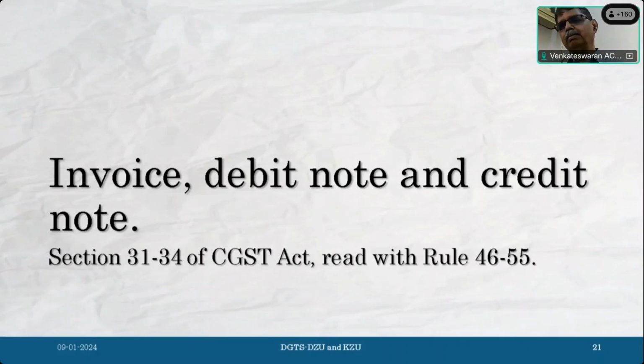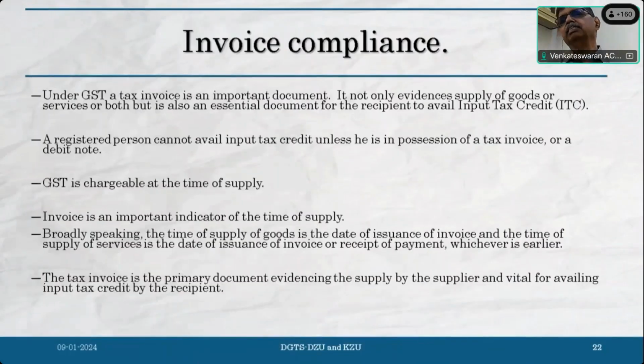When you supply goods, it has to be supplied along with a tax invoice, or a bill of supply, or a debit note or credit note. These are the very minimum documents required to record your transaction. For a tax transaction, we have invoices, debit notes and credit notes. These are elaborately discussed in sections 31 to 34 of the GST Act, read with rules 46 to 55. So invoice compliance is a must. This is the basic document for GST compliance, and for that matter, for all indirect taxation matters.